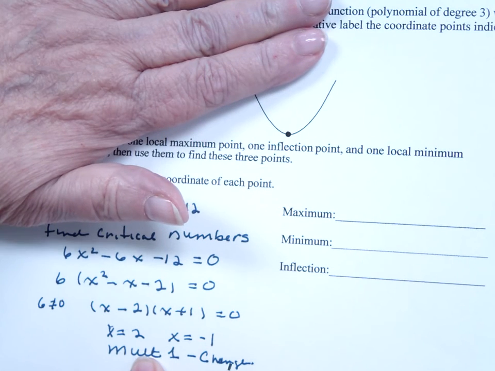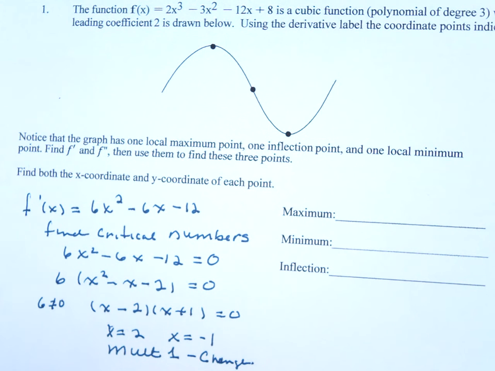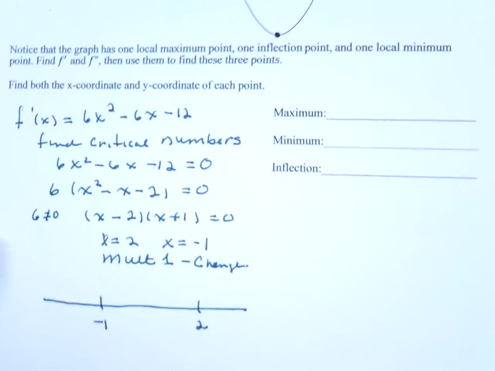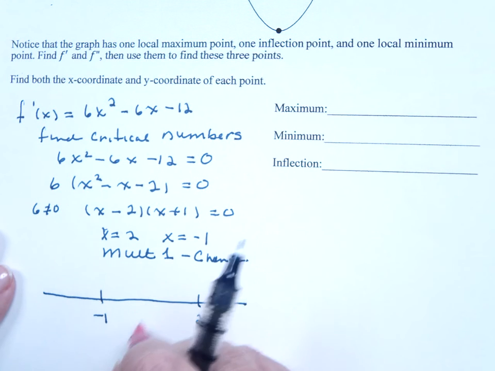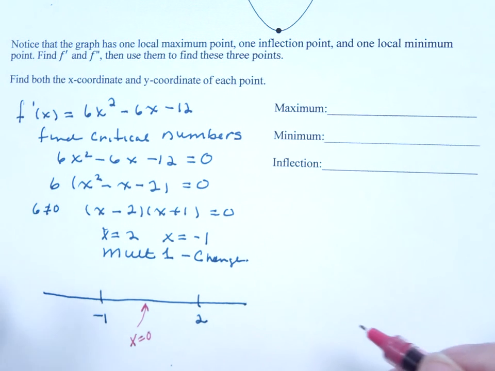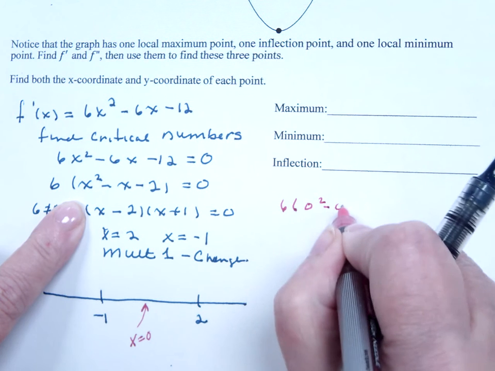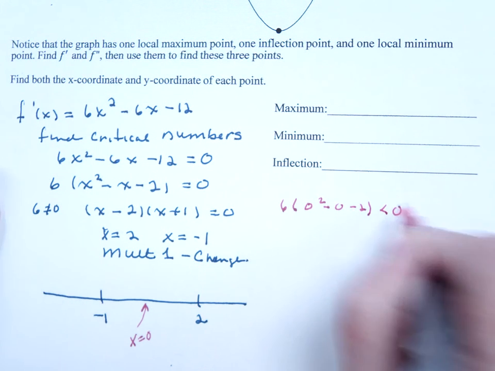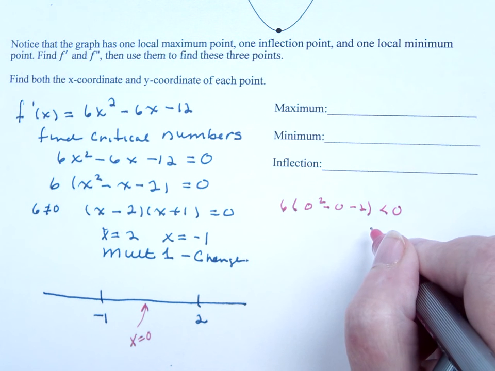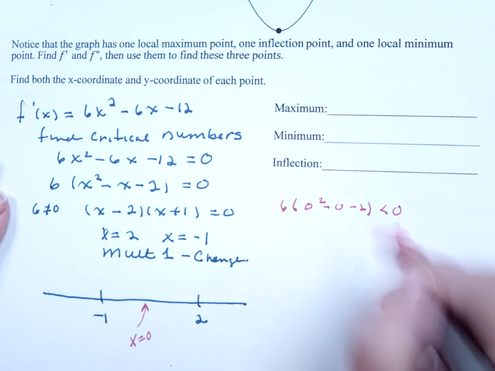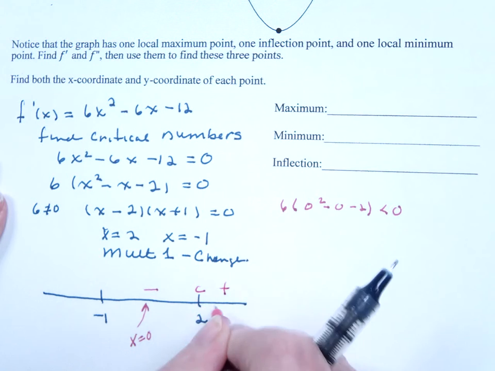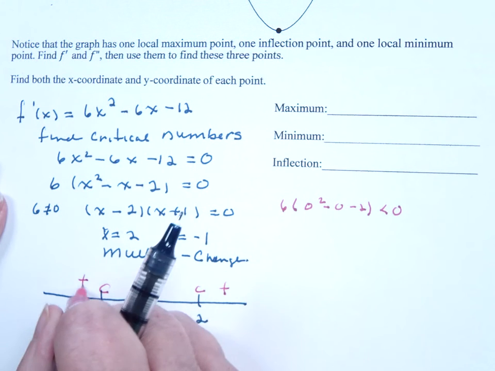If I didn't have my picture, then I have to depend upon the number line. Then you go to the number line. Negative 1, 2. You know me, I only pull 1 point after we did multiplicity. And for me, that's x equals 0 as my test. So then I look at 6 times 0 squared minus 0 minus 2. Well, that's a negative number. Well, that can't be right. Yes, that's right. Negative, change positive, change positive.